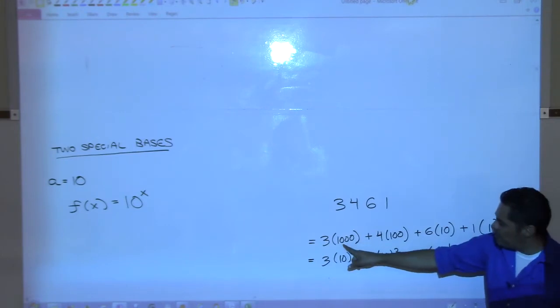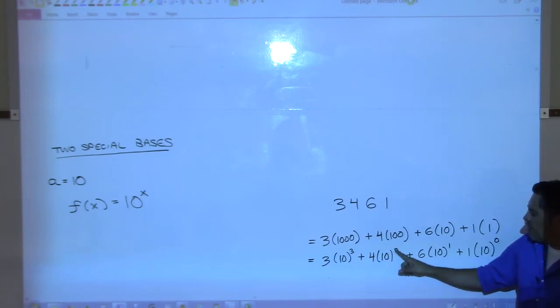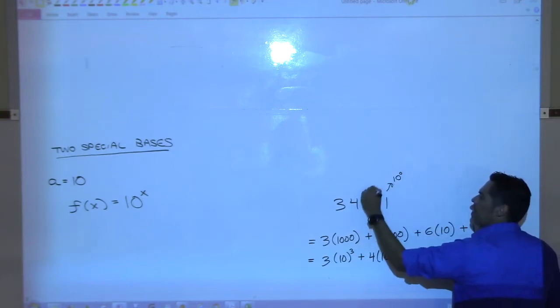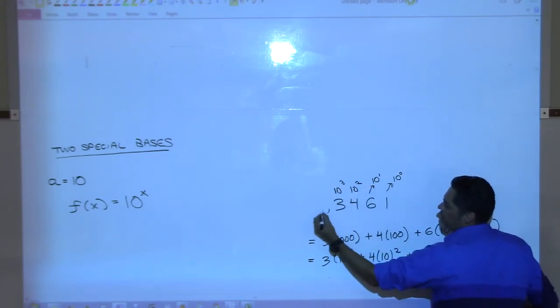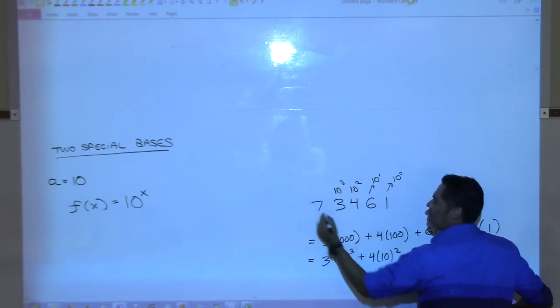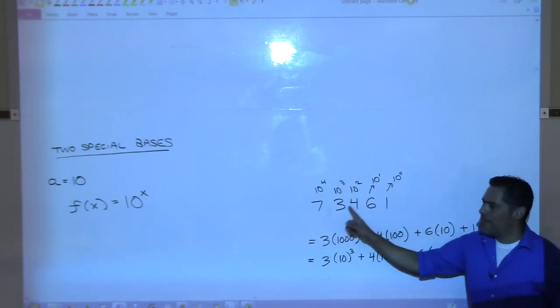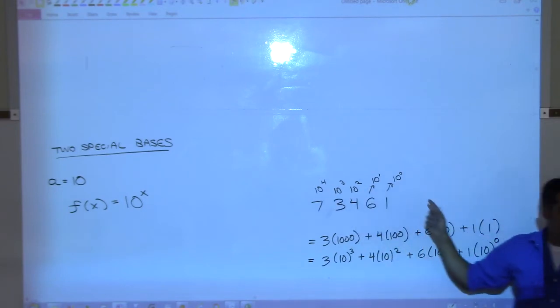So this 1,000 is really 10 times 10 times 10. And this 100 is 10 squared. This 10 is 10 to the first power. And then this 1 next to it, 1 is 10 to the 0. So this is really telling you how many 10 to the zeros you have, how many 10 to the 1s you have, how many 10 squareds, how many 10 cubes. And the next number, if there was one out here, like let's say I put a 7 here, will tell you how many 10 to the 4ths you have. So these digits represent how many of these powers of 10 you have.